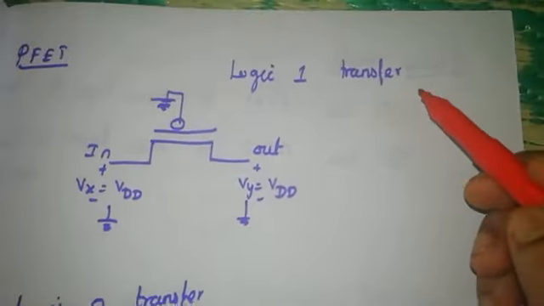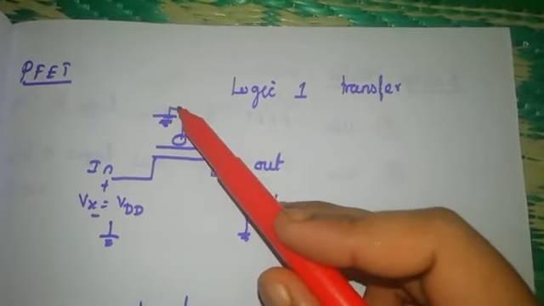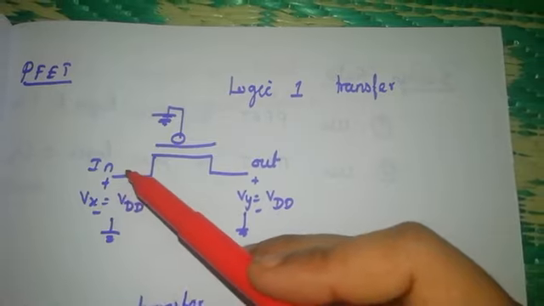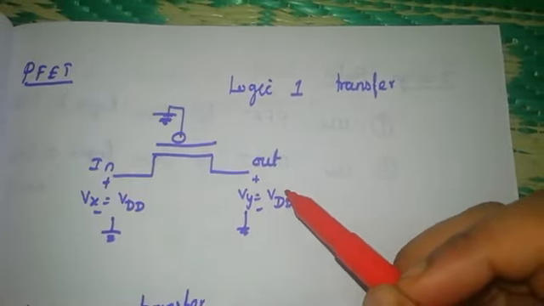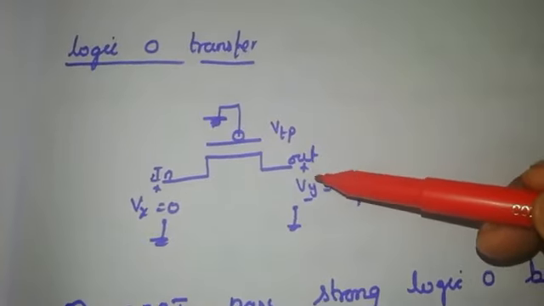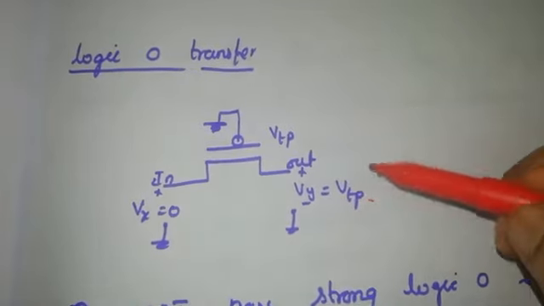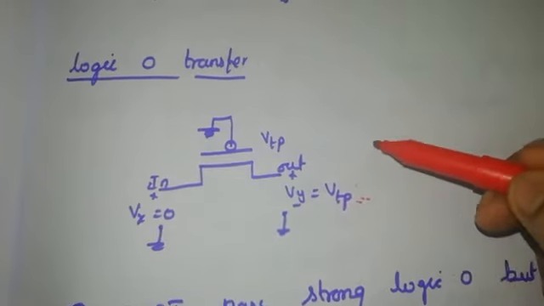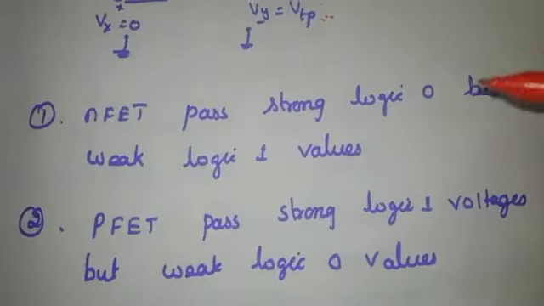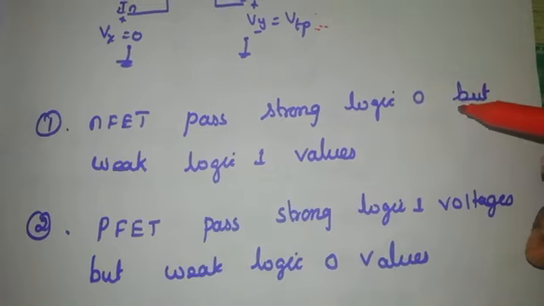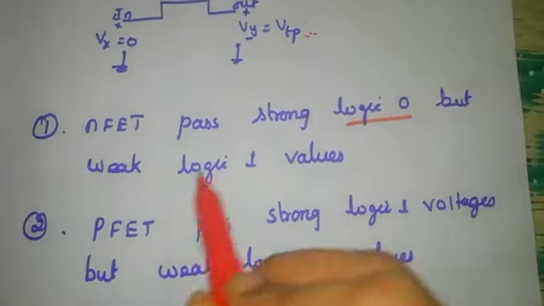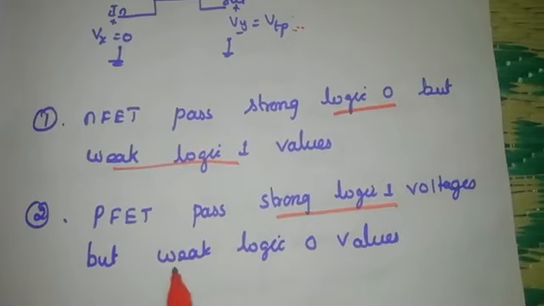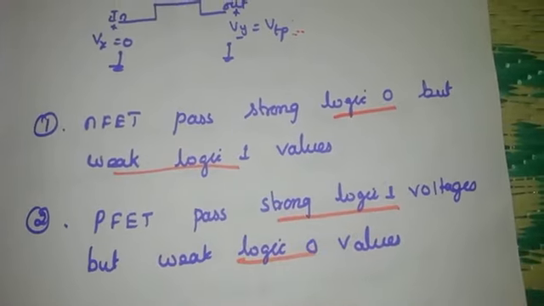For PFET, logic 1 is transferred when we give ground to the gate, that means 0 volt, and whatever input we give we will get at the output side. But when the input is 0, we will get the threshold voltage as output. So we are not getting 0 volt, we get the threshold voltage. So we conclude that NFET passes strong logic 0 but weak logic 1, and PFET passes strong logic 1 but weak logic 0 values.